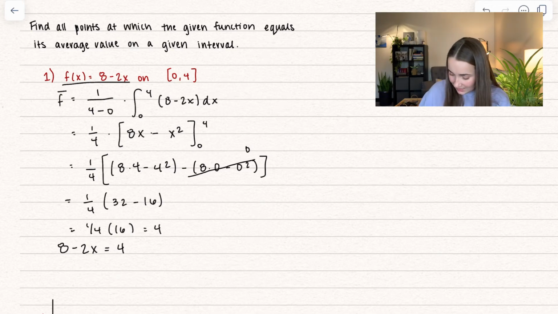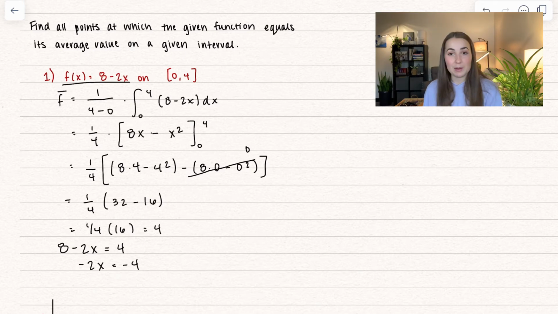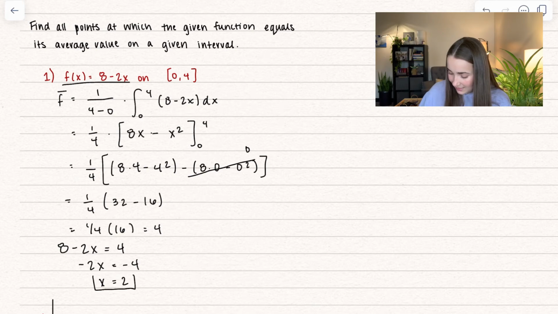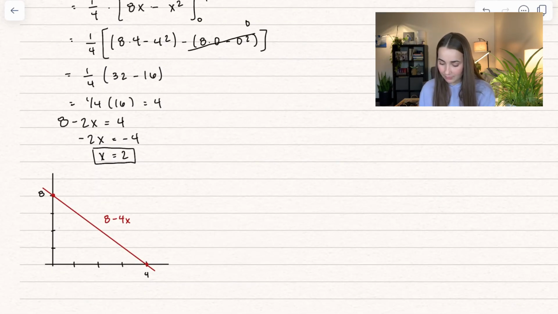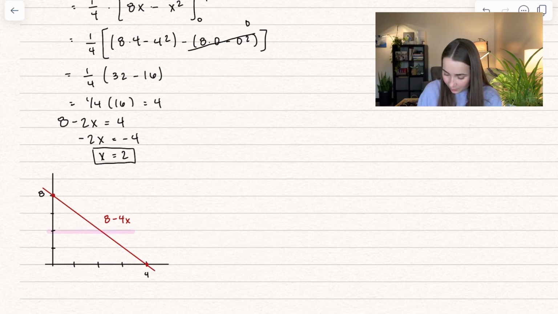So let's subtract 8 from both sides. I get negative 2x equals negative 4. Divide both sides by negative 2. I get x is equal to 2. And this right here is the value that satisfies the mean value theorem. Let's talk about what this means graphically. So here we have the graph of our function. And we got that the average value of the function on this interval was equal to 4, which is that line I just filled in.